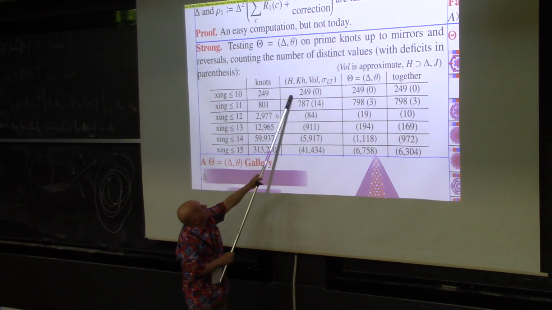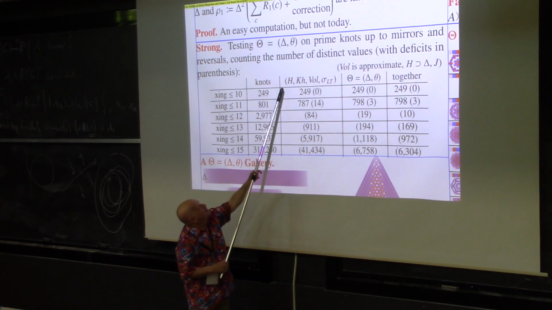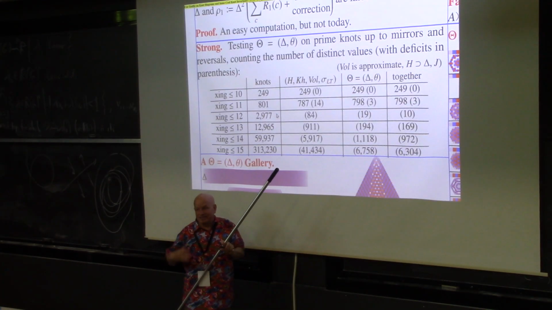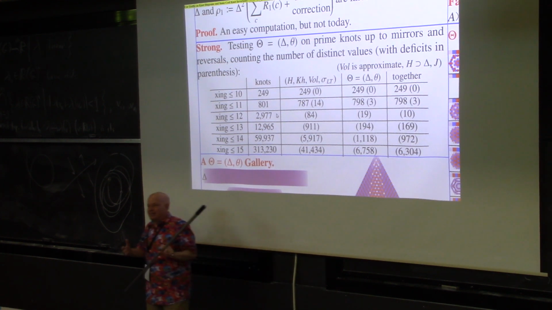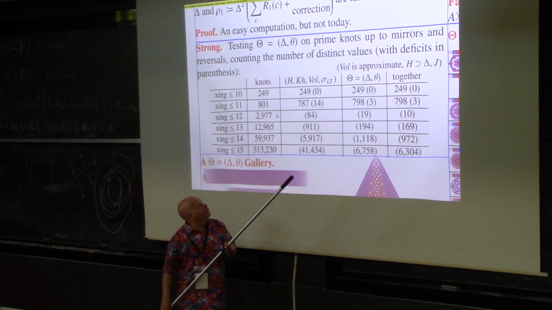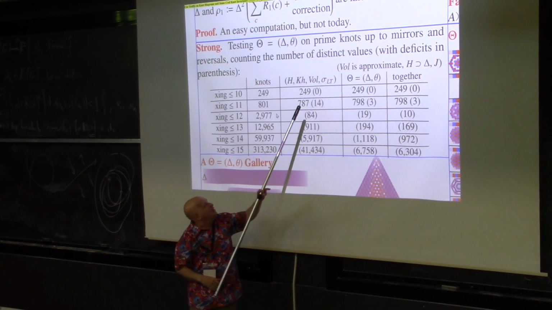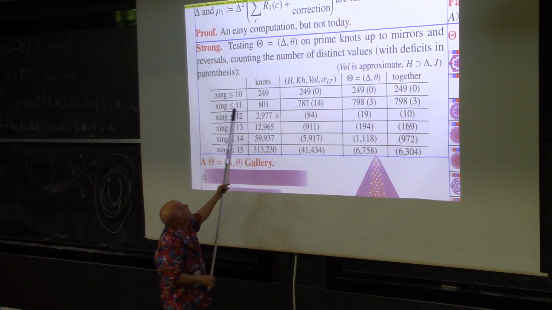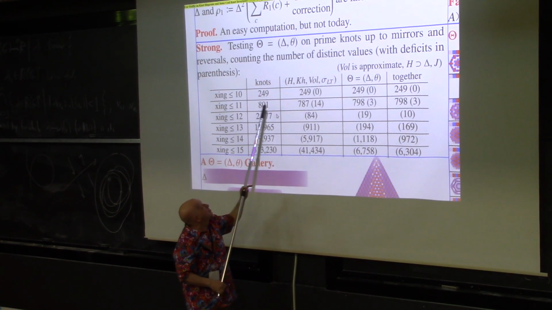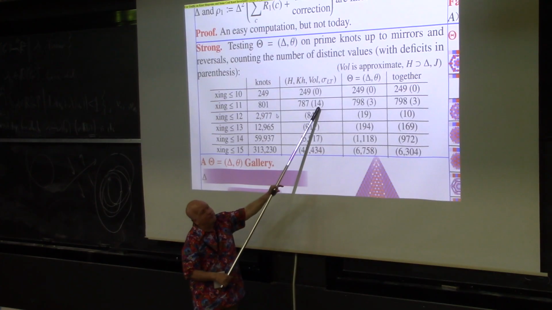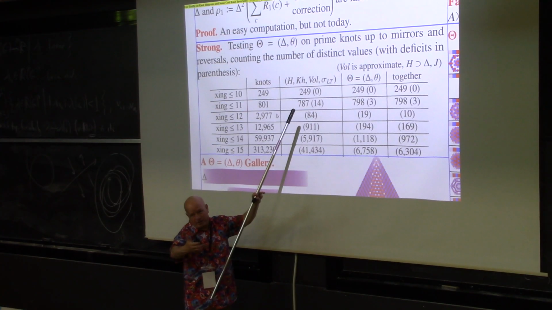For up to 10 crossings, you get 249 distinct values from taking this list of invariants. So this list of invariants, just as a 4-tuple of quantities, gives you 249, so the deficit is 0. They separate everything. If you look at knots with up to 11 crossings, you get 787 values, which is less than 801, so you have a deficit of 14. So the bigger the deficit is, the weaker your invariant is.